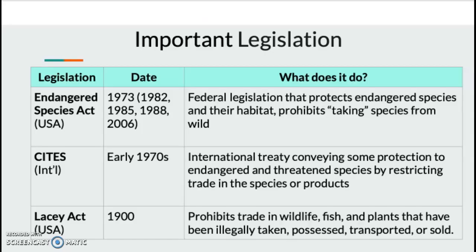There are three acts to try to protect our endangered species. The first is the Endangered Species Act. This is from 1973. It protects species and their habitat and prohibits them from being taken from the wild. CITES is an international treaty. This prevents the trading of endangered and threatened species. This is from the early 1970s. And the last is the Lacey Act from 1900. This prohibits trade in wildlife, fish, and plants that have been illegally taken, possessed, or transported.